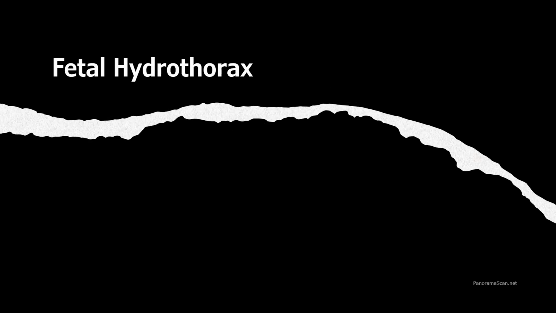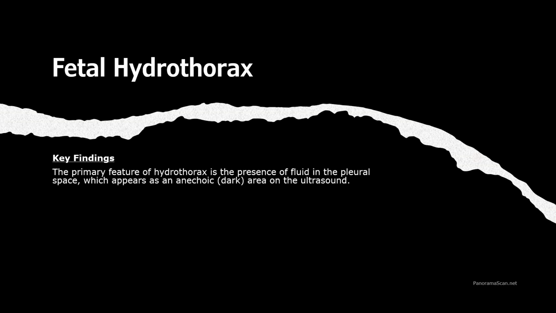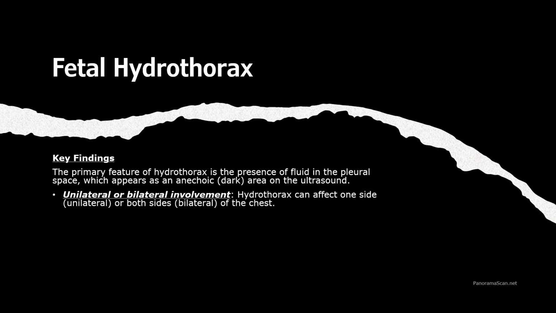Let's now review the key findings for fetal hydrothorax on ultrasound. The primary feature of fetal hydrothorax is the presence of fluid in the pleural space. On ultrasound, this fluid typically appears as an anechoic dark area, which helps us to distinguish it from other structures in the chest cavity.